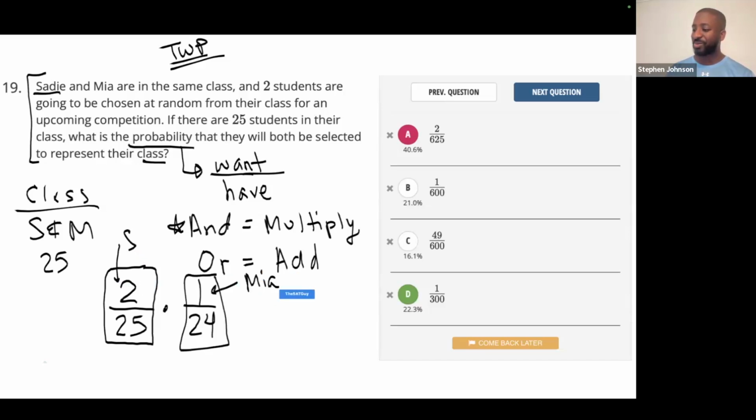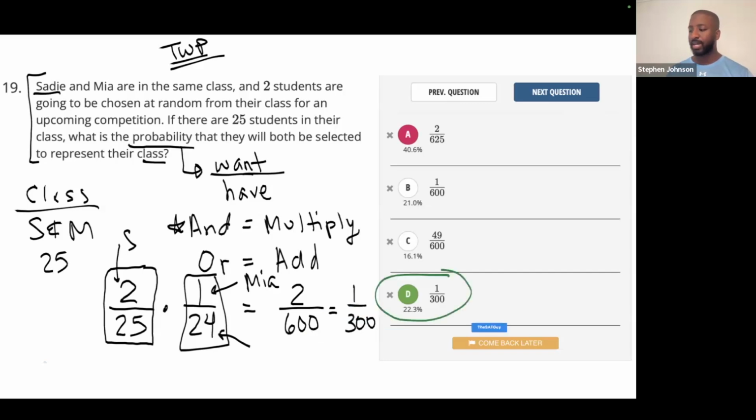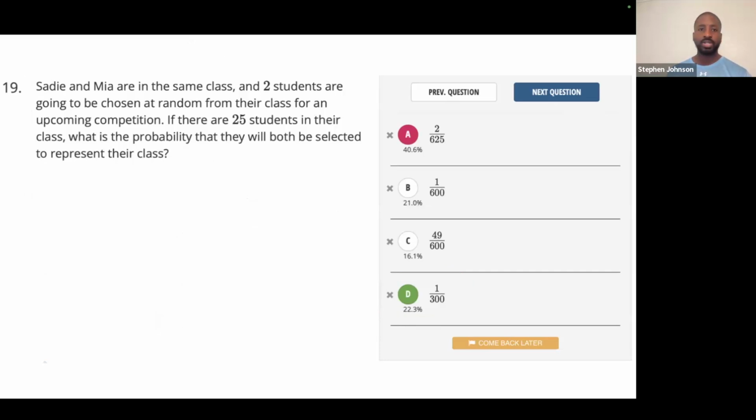Mia is 1 person out of a class that only has 24 students left, because I've already chosen Sadie out of that, right? So let's do the math here. That ends up being 2 out of 25 times 24, which is 600. Then we reduce that and it becomes 1 over 300. And that is why choice D is the correct answer. So hopefully that all makes sense. You can use that for future questions.